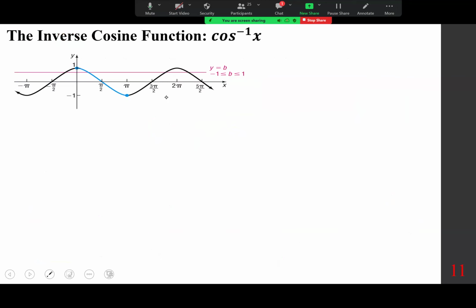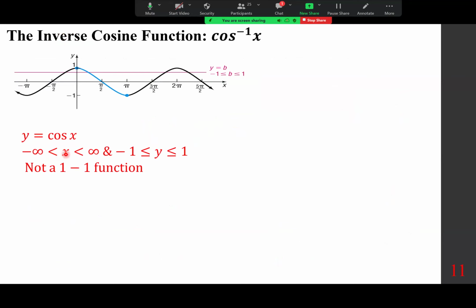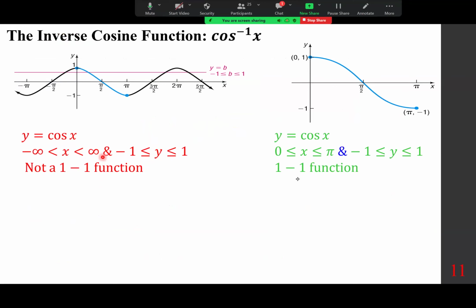Let's look at cosine function. Cosine function, just like sine function, is not a one-to-one function. Y equals cosine x, x is between negative and positive infinity, y is between negative one and one, not a one-to-one function. So if we restrict it to this part, going from 0 to pi instead, the restriction makes it a one-to-one function. So we have the same function, the same range, because we have to cover the same range. This time we go 0 to pi, okay? And that will cover everything we need.